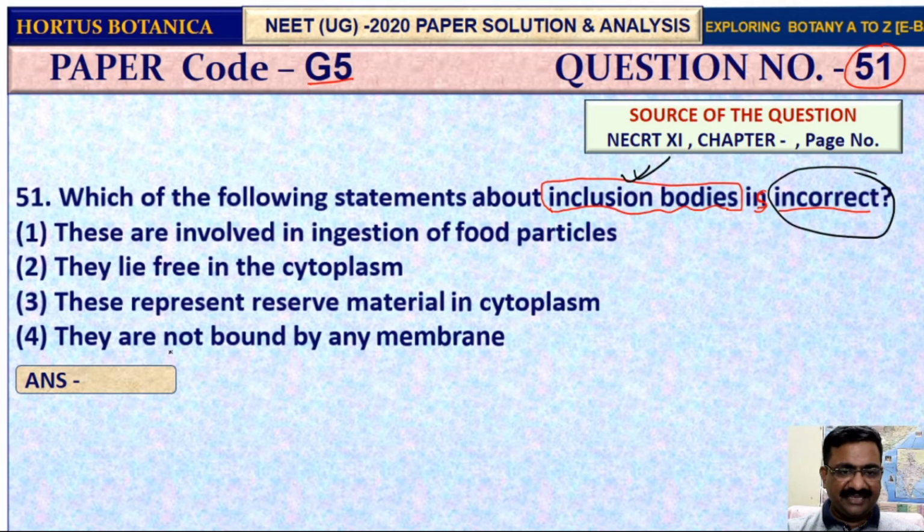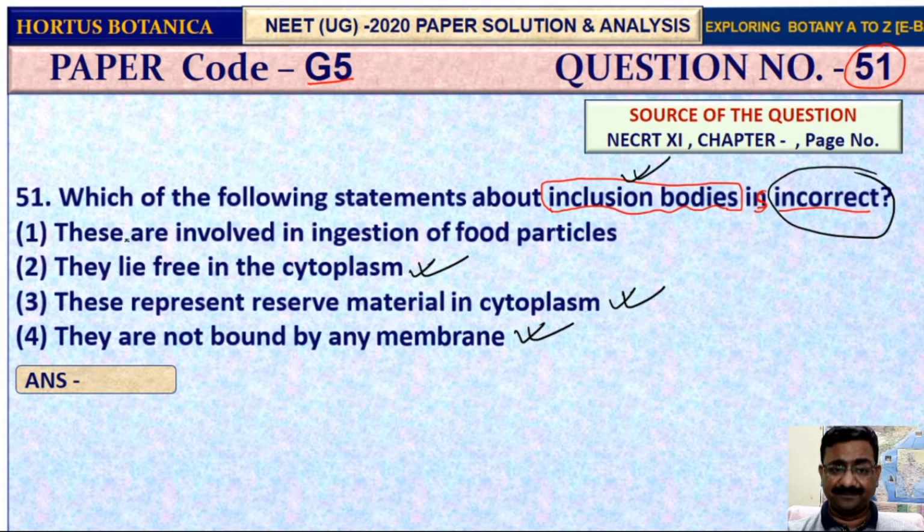So, coming to the last, first: they are not bound by any membrane. Yes, it is correct. You know it's a membraneless structure. Now, these represent reserve material in cytoplasm. Yes, it is also correct. These are the reserve food material. Now, the second option: freely lie in the cytoplasm. Yes, this is also the correct statement.